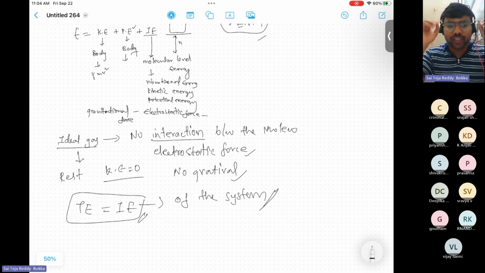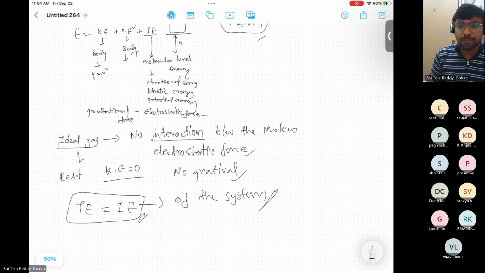This is a very, very important point. Total energy of the system of an ideal gas will be equal to the internal energy of the system. Most of the time we'll consider these cases, so make a note of it because it is very important.